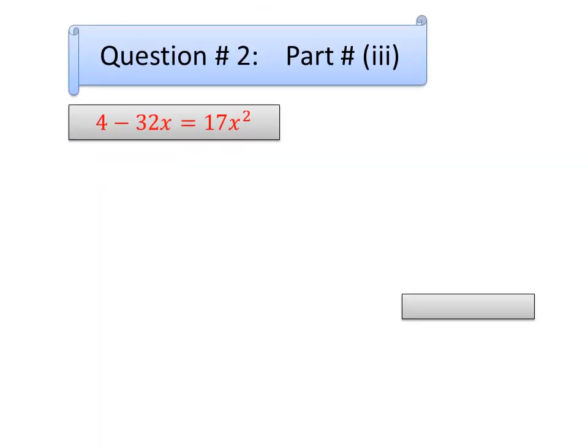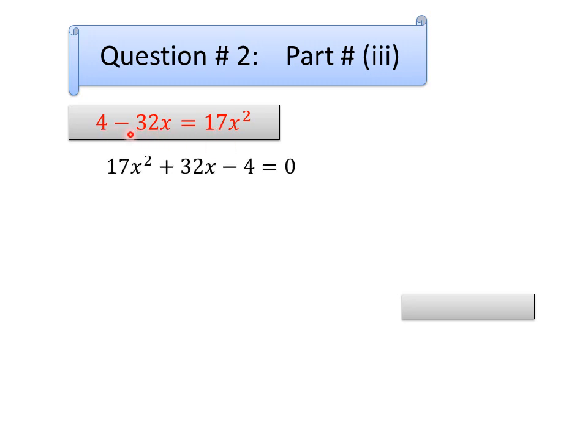Moving to question number 2, part 3. Again, you can see that this part is also not in the quadratic form. 17x square is on the other side of the equation, and 4 and minus 32x are on the left side of the equation. So we have to bring all these terms to one side of the equation, and then we will do the factorization.